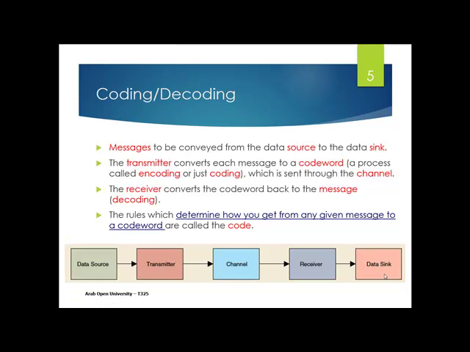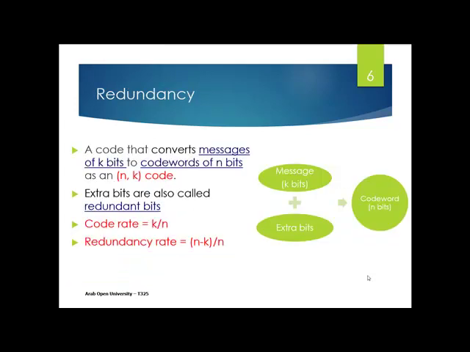So what is a code? A code is the set of rules that determine how we can get from any given message a certain code word. So the transformation of the message into a code word is called a code. Usually codes are accompanied by adding some additional information to the message. This is why the term redundancy is used.